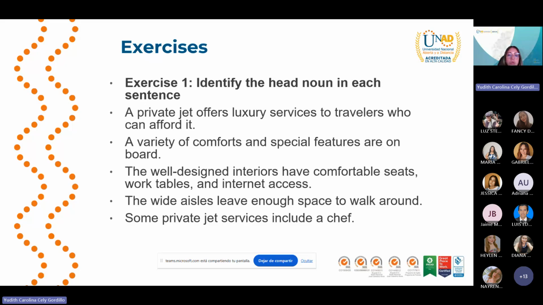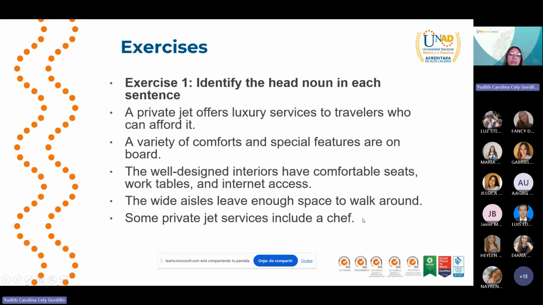This is statements 1, 2, 3, 4, 5. The first one: a private jet offers luxury service to travelers who can afford it. A variety of comforts and special features are on board. The well-designed interiors have comfortable seats, tables, and internet access. The wide aisle leaves enough space to walk around. Some private jet services include a chef.